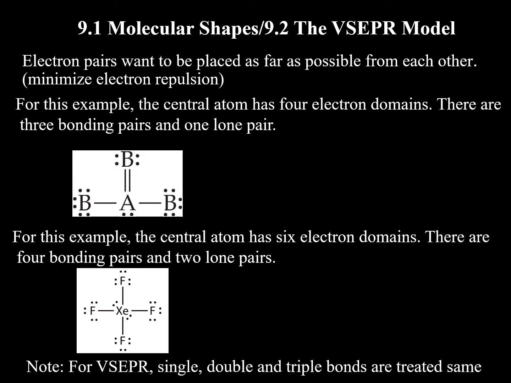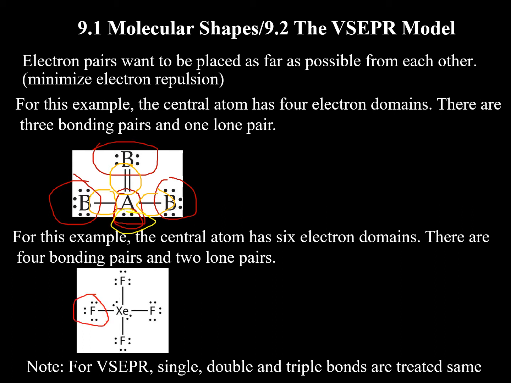So here's a fictitious molecule where we have element A as the central atom. If we focus on the central atom, we have 4 domains: 1, 2, 3, and the 4th one here, as the lone pair is considered a domain. Within the domains, we have 3 bonding pairs: 1 bond, 2 bonds. We consider this a bonding pair, even though it's a double bond. And we have 1 lone pair here at the bottom.